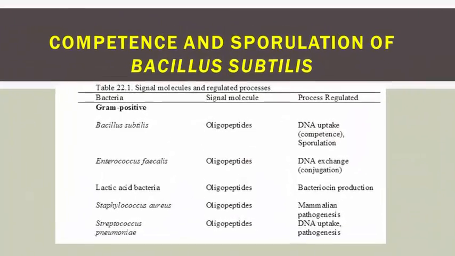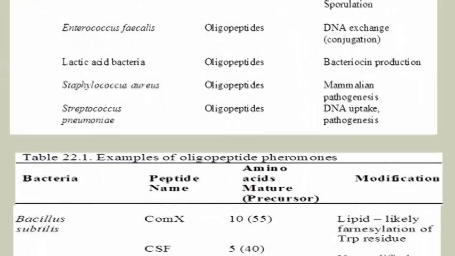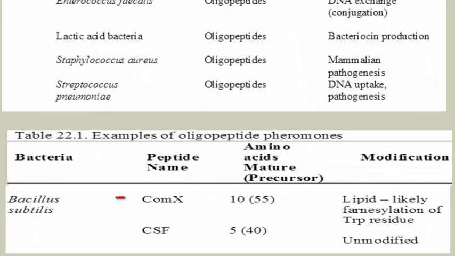The development of competence and sporulation of a gram-positive bacterium, Bacillus subtilis, is mediated by oligopeptide pheromones. It involves the oligopeptide pheromones ComX and CSF.